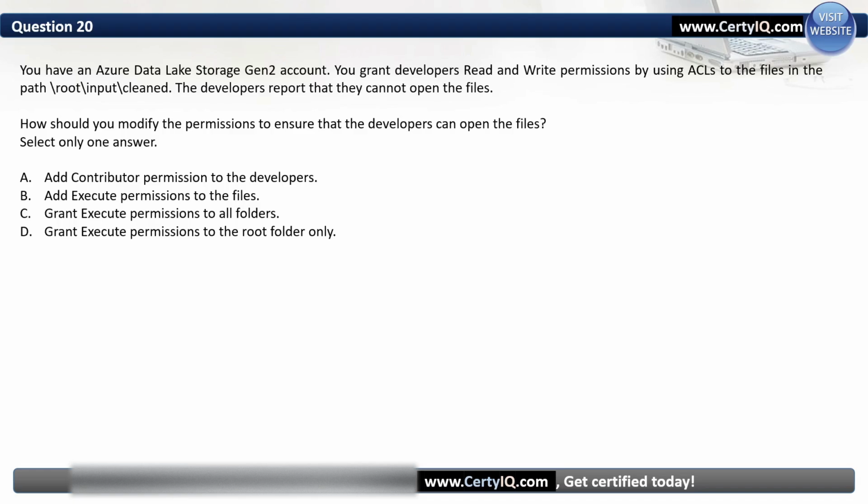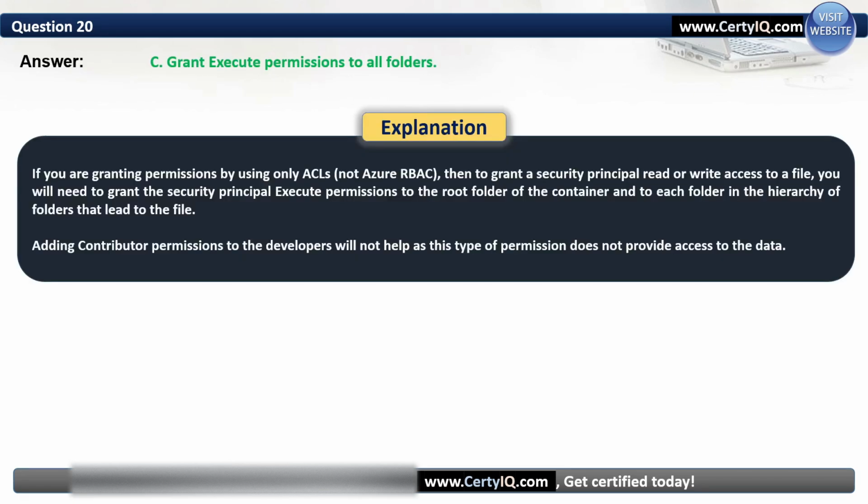The correct option is C. Grant execute permissions to all folders. If you are granting permissions by using only ACLs, then to grant a security principal read or write access to the file, you will need to grant the security principal execute permissions to the root folder of the container and to each folder in the hierarchy of folders that lead to the file. Adding contributor permissions to the developers will not help, as this type of permission does not provide access to the data.